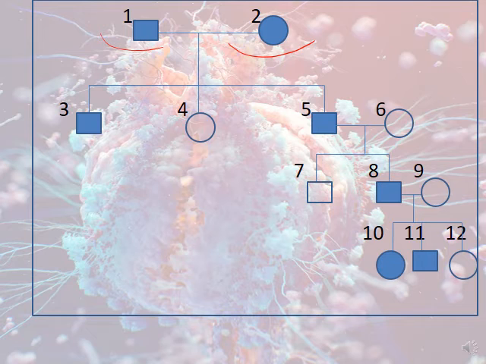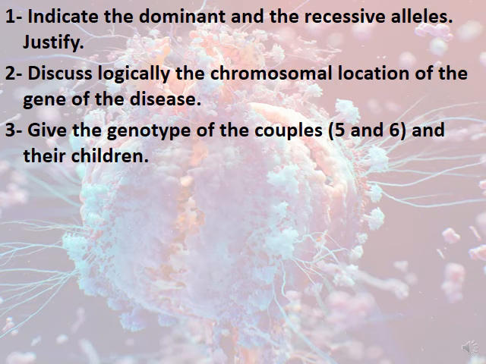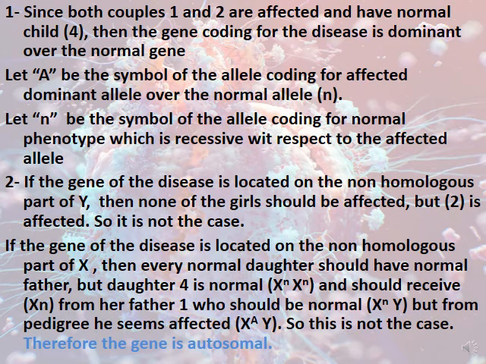She should be XN, for example, if you take the N small for the normal, so she should receive XN from her father and XN from her mother. So the father should be XN Y and should be normal, but from the pedigree he is affected, so it's not the case. Here we can say that the gene is autosomal. So here we indicate the dominant and recessive, we discuss the chromosomal location of the gene, and the gene is autosomal.